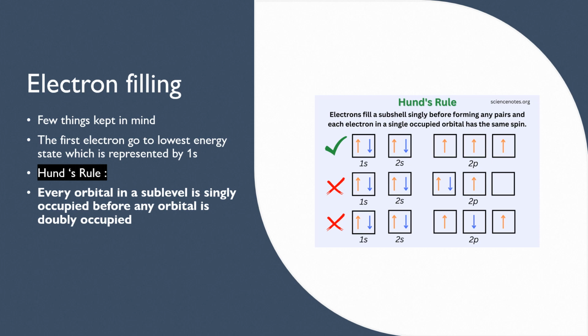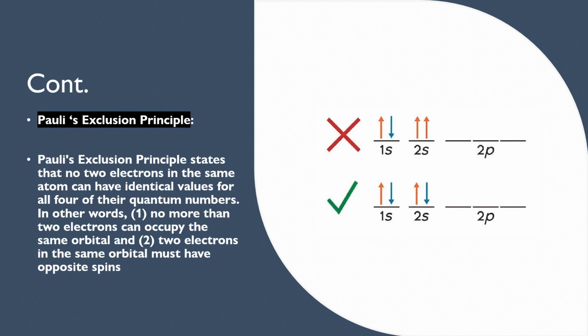But one of the electrons has the opposite spin. That's why we ruled out this third probability, right? The other rule is Pauli's exclusion principle. Pauli's exclusion principle states that no two electrons in the same orbital can have the same spin.